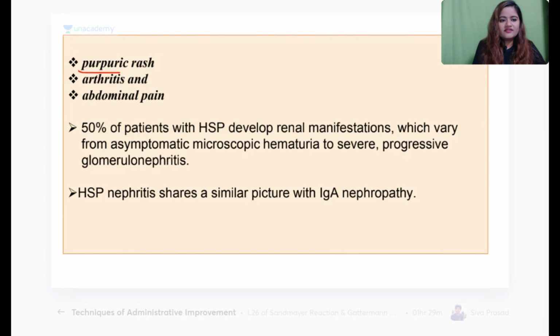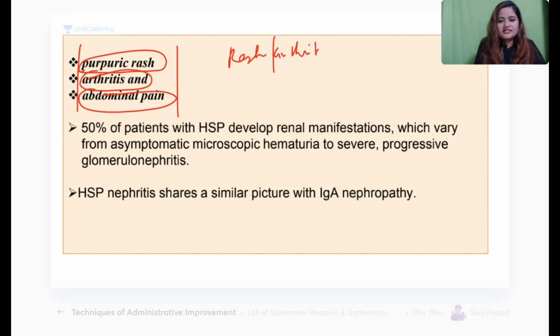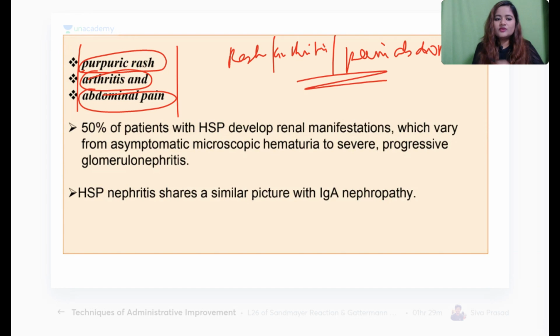So what is going to happen? There will be a purpuric rash, there is going to be arthritis, and there is going to be abdominal pain. So these three are the characteristic features that are present. The characteristic rash plus arthritis, that is bone pains, and severe pain abdomen. So if you are getting this triad and you are able to appreciate the presence of rash in this patient, then you should go for the answer of HSP.